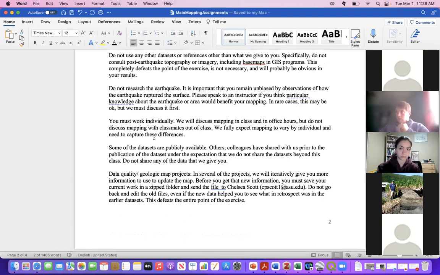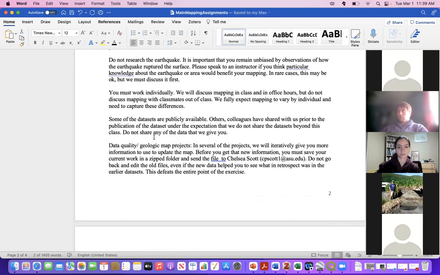You must work individually. You can discuss the mapping in class and in office hours, but otherwise it's important that you work alone. And again, we expect the mapping to vary by individual, and a lot of these assignments are designed to capture those differences. So please work individually and help us to reach our research goals.